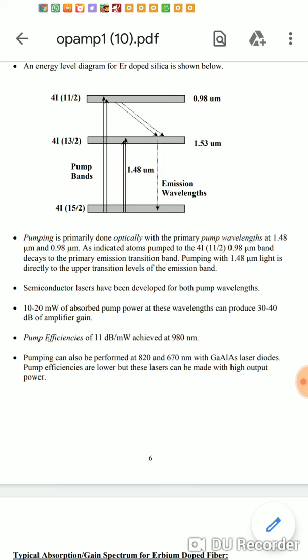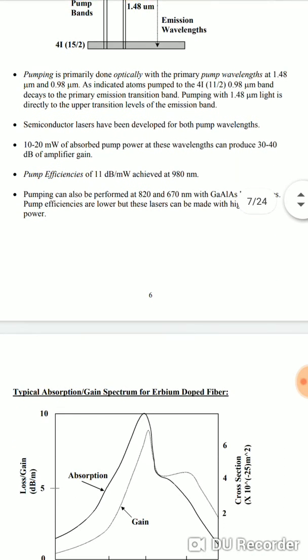As indicated, atoms pumped to the 4I level band decay to the primary emission transition band. Pumping with 1.48 micrometer light is directly to the upper transition levels of the emission band. Semiconductor lasers have been developed for both pump wavelengths. We can summarize the diagram as a process similar to the pumping concept: from the lowest energy level we excite more electrons to the highest energy level, and as per our requirement we make the transition to the lower energy level.